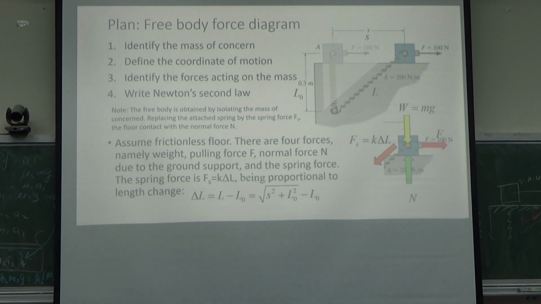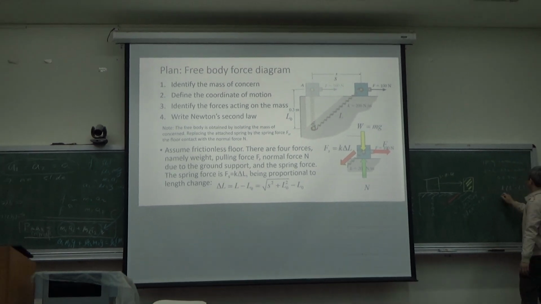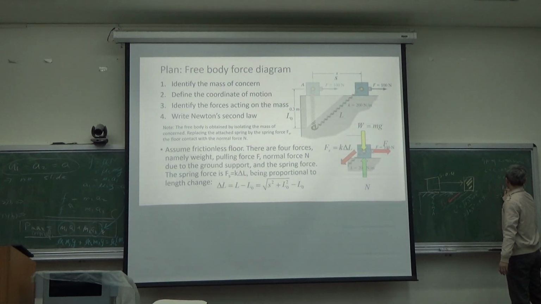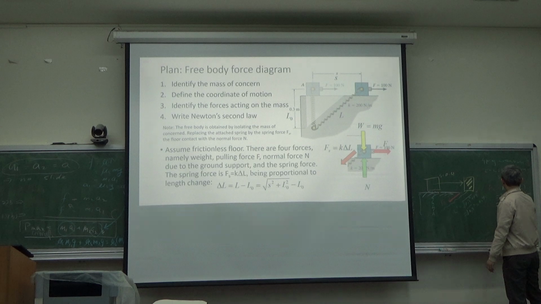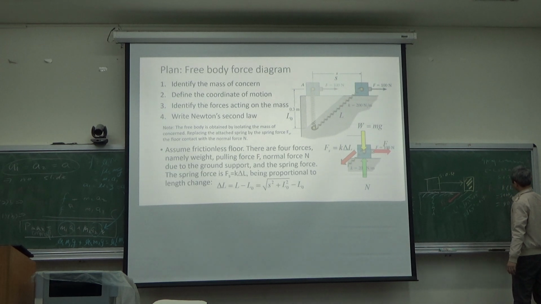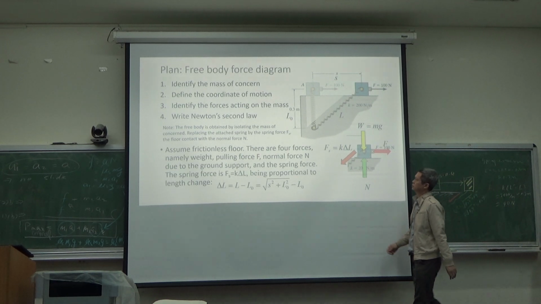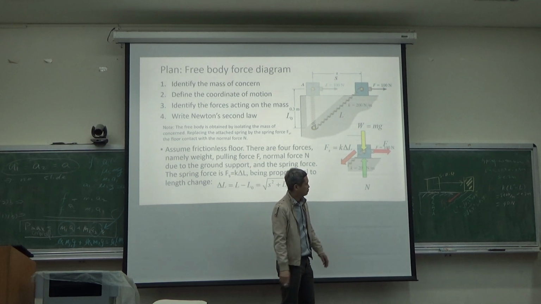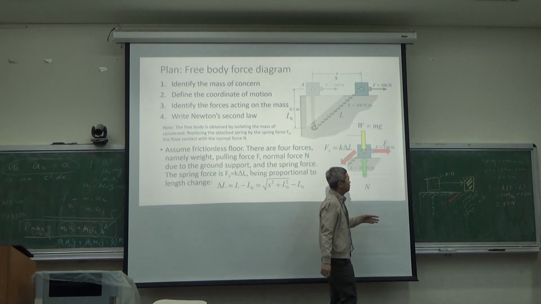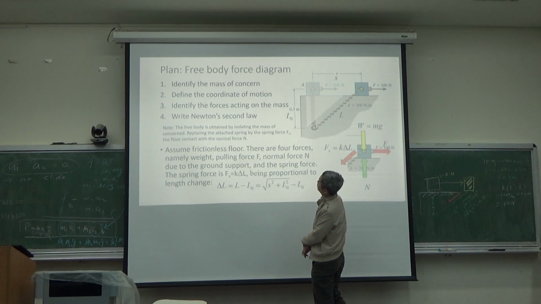Constant times L1 minus L, that is 200 Newton per meter times 0.2 meter, that is 40 Newton. OK, did everyone see that? So this is one part of the force analysis.